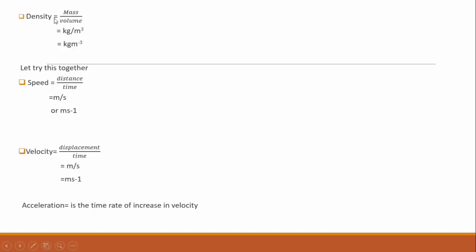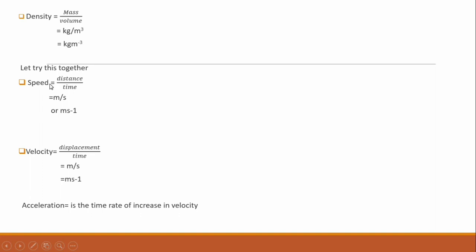Density. Density is given by mass divided by volume. The SI unit for mass is kg, and the SI unit for volume, we have done that before, is meter cube or cubic meter. So mass in kg per volume in meter cube gives us kg per meter cube, or you can put it in this format: kg meter raised to power of -3.